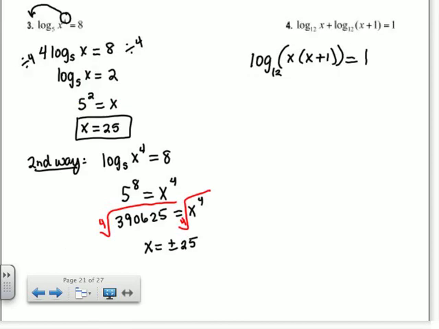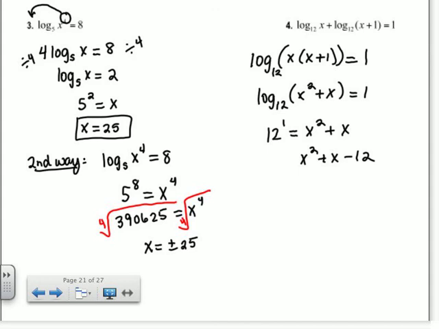Okay, so now that I've combined them, let's write it so I see log base 12 of x times x plus 1 is x squared plus x equals 1. So Isabella, what do I get? 12 to the 1 equals x squared plus x, right? Switch to exponential. 12 to the 1 equals what's left? X squared plus x. All right, subtract your 12 over, so I have x squared plus x minus 12 equals 0.